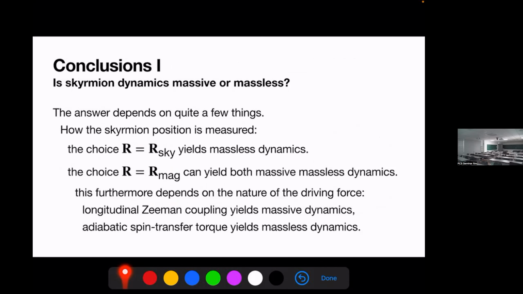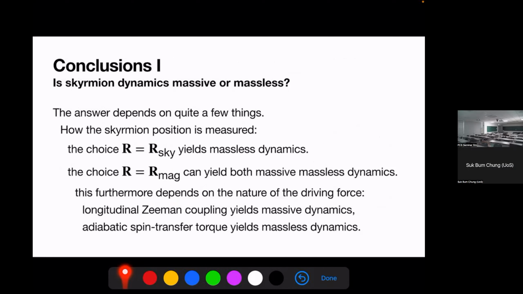So we come to the end of my talk. I'll have 2 pages of conclusions. One is answering the question, is skyrmion dynamics massive or massless? The answer is not quite simple. It depends on quite a number of things. First, it depends on how the skyrmion position is defined, whether it's defined in terms of the first moment of the skyrmion density, in which case you will observe massless dynamics, like in Thiele's equation.